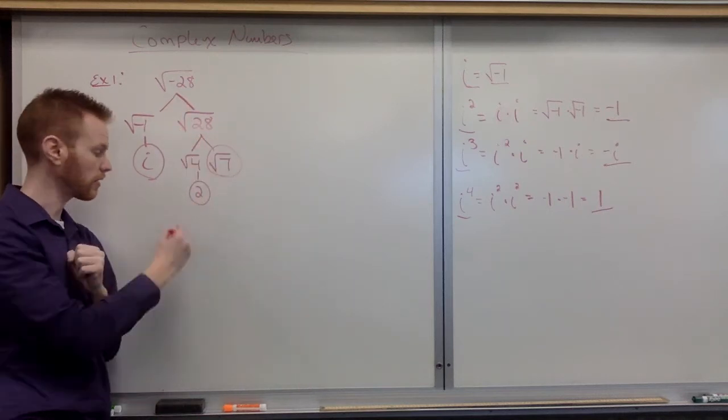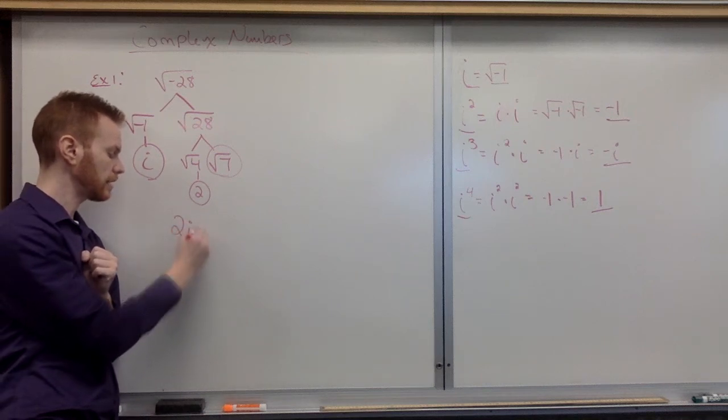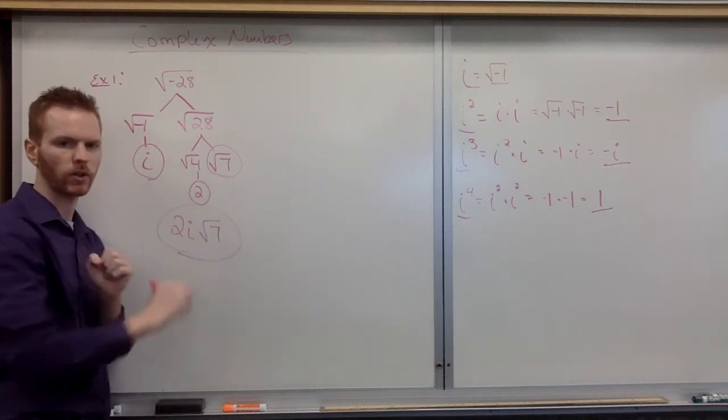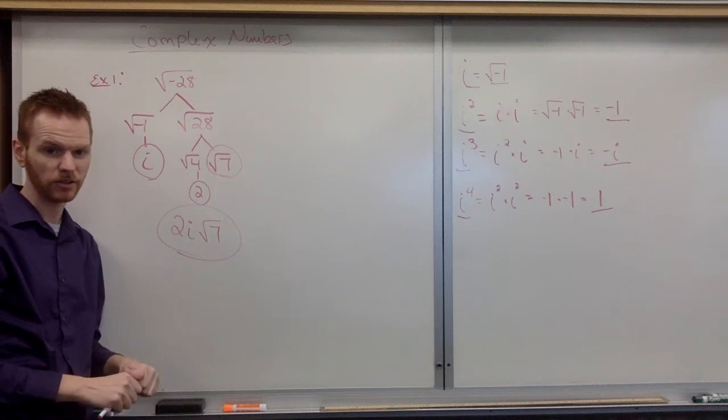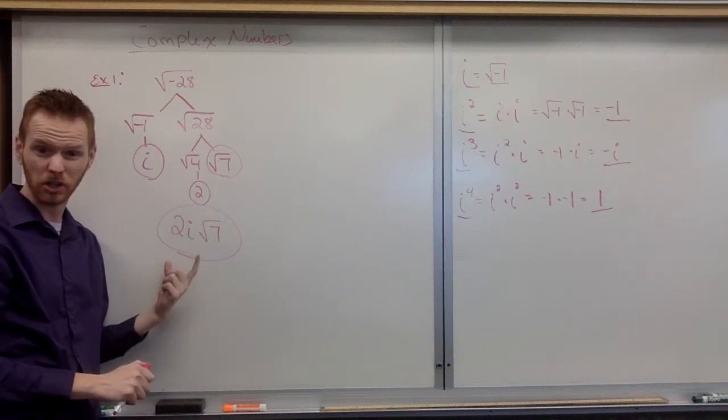I put this all together. It would be 2i times the square root of 7. Okay, that's what this simplifies down to. That's pretty cool. Before, you couldn't do that.